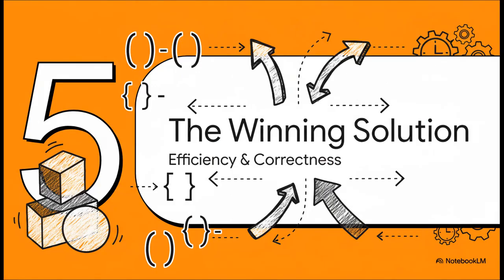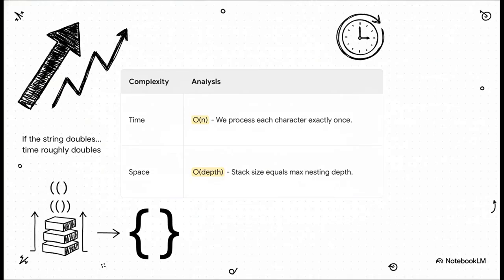So, now that you've seen it in action, let's just quickly talk about why this stack approach isn't just some clever trick. It's actually the most efficient and definitive solution to the problem. When it comes to efficiency, this is as good as it gets. The time complexity is O of n, which is just a fancy way of saying it's linear. If the string gets twice as long, the algorithm takes about twice as long to run. That's because we only have to look at each character one time.